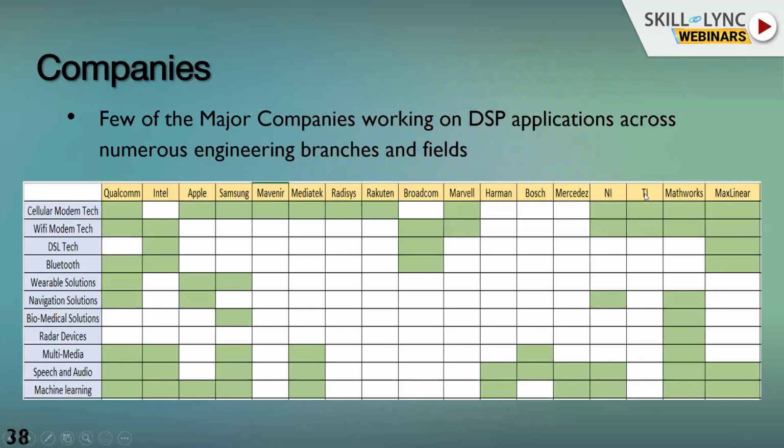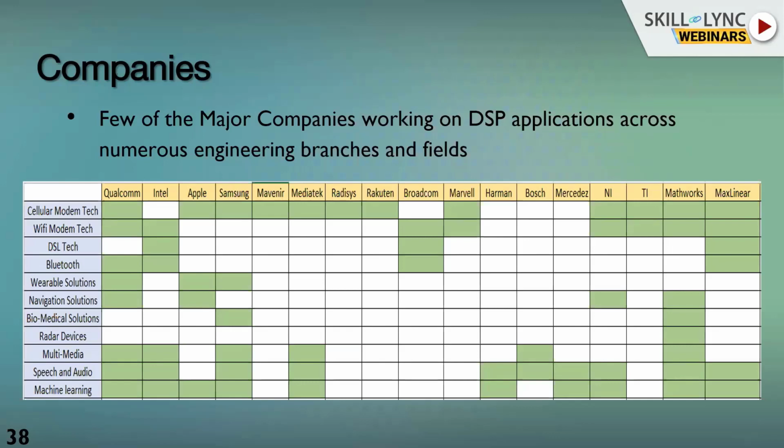Then there is Texas Instruments, which builds hardware for cellular and Wi-Fi modem applications. So Texas Instruments provides some of the career options for DSP. There is MathWorks, which has a very famous product called MATLAB, and MathWorks has products which are different toolboxes of MATLAB for every technology. Whatever technology you can think of, there is a toolbox in MATLAB for that.